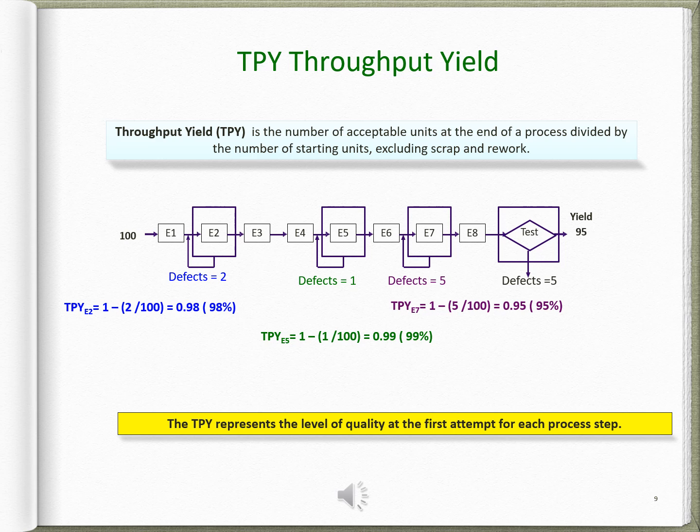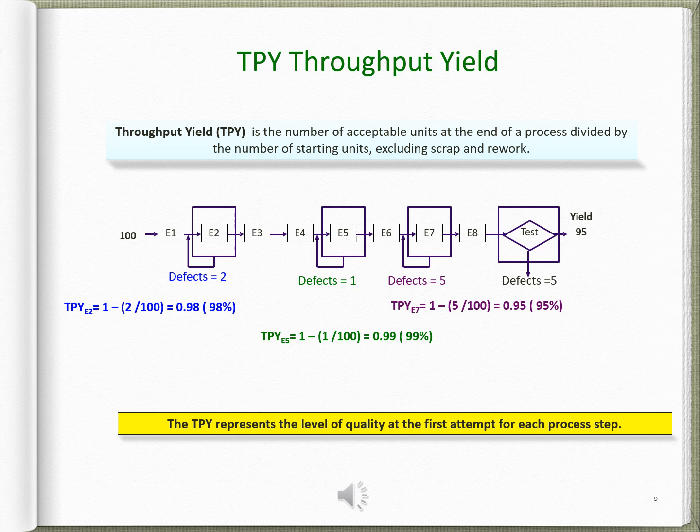The number of quality units without defect and rework is divided by the total number of units processed to obtain the TPY. Then, this proportion is multiplied by 100 to obtain a percentage. Alternatively, the number of defective units is divided by 100, then subtracted from 1, and then the proportion is multiplied by 100 to obtain a percentage. It can be seen that step 2, E2, presented 2 defects out of 100 units. Thus, its TPY is 98%.